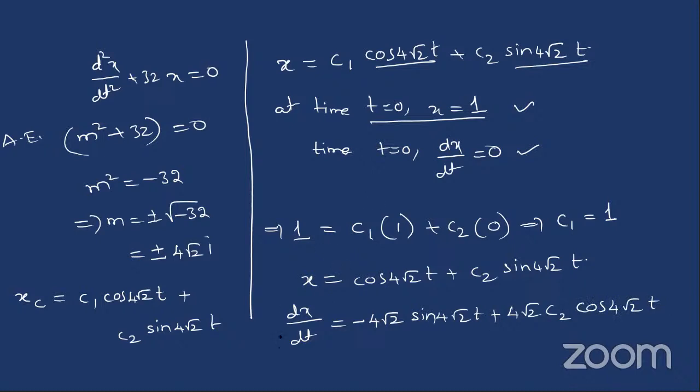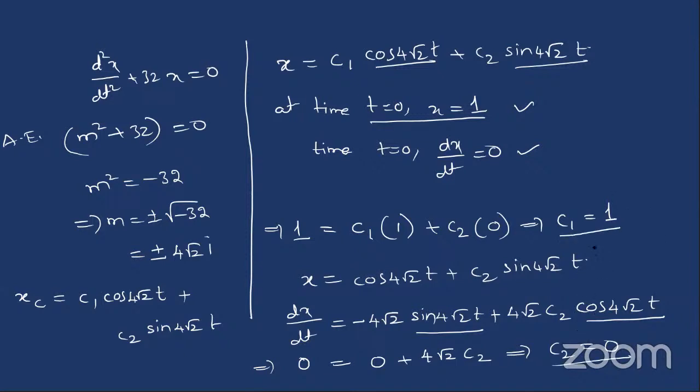Now, the second condition is what? dx by dt is 0 when t is equal to 0. So I'm taking dx by dt equal to 0 on the left hand side. If I substitute t equal to 0, because of the sine function, the first term becomes completely 0, plus, in the second expression, the cosine function becomes simply 1. That's how here we get only 4 root 2 c2. And from this you can see the value of c2 is equal to 0. See what we got? C1 we got as 1 and C2 as 0.